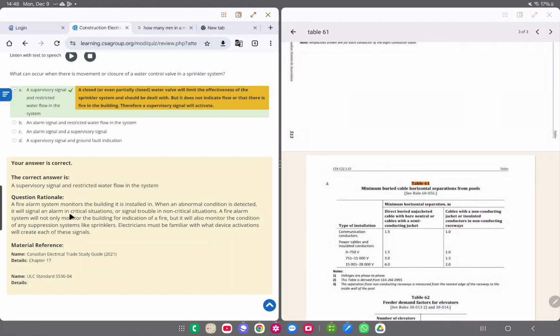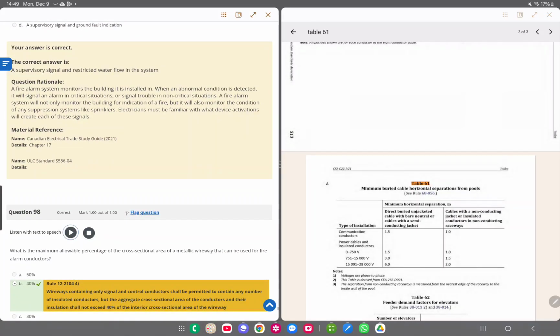Let's just read the rationale. A fire alarm system monitors the building it is installed in. When an abnormal condition is detected, it will signal an alarm in critical situations or signal trouble in non-critical situations. A fire alarm system will not only monitor the building for indication of a fire, but it will also monitor the condition of any suppression systems like sprinklers. Electricians must be familiar with what device activations will create each of these signals. So, it's not indicating a fire, it's indicating trouble, basically.